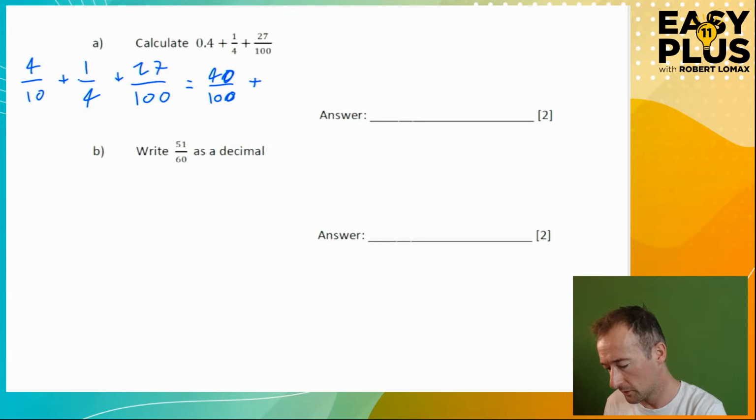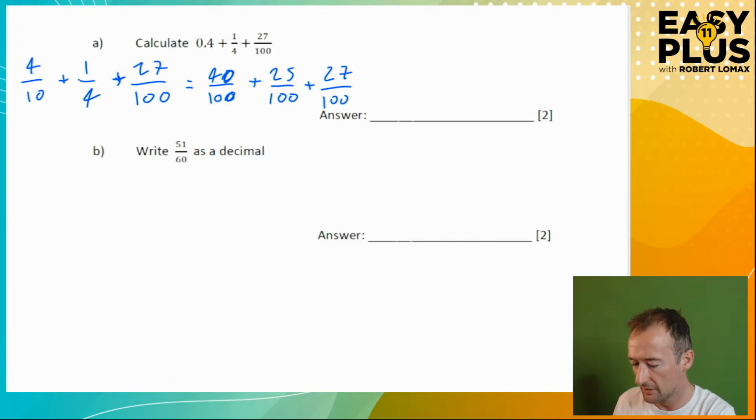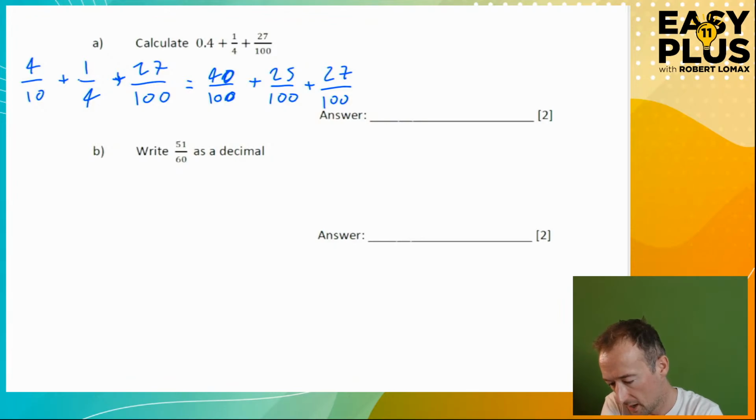Plus a quarter, what's a quarter of 100? It's 25. And we've also got, looks like a down arrow there, doesn't it? Goodness me, what am I doing? Plus 27 over 100. And now we need to add these numbers together without making horrible mistakes. So you could do an addition. You could do 40 plus 25 plus 27.